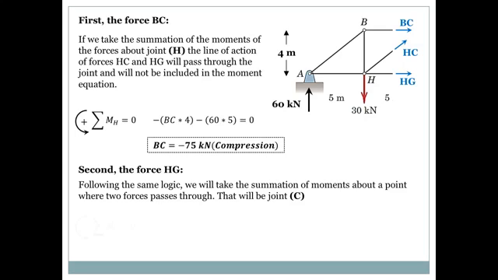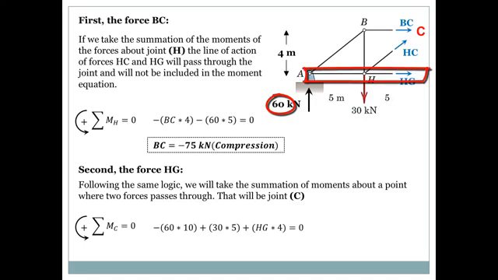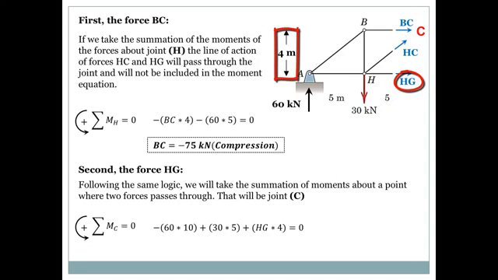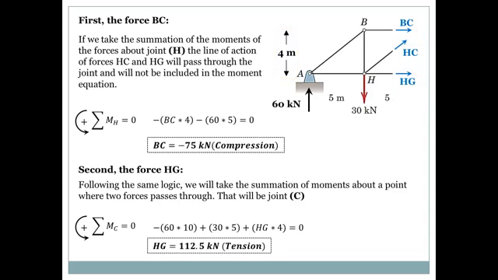That will be joint C, and the summation of the moments about C: 60 times 10, and it's clockwise, so it's negative, plus 30 times 5, which is counterclockwise, so that's why it's positive, then HG times 4, and it's counterclockwise, so it's positive. Now if I solve for HG, I will find it to be 112.5 kilonewtons, and since it's positive, it will be in tension. Now we have 2 out of 3, one more to go.